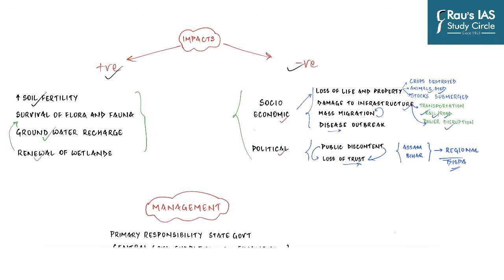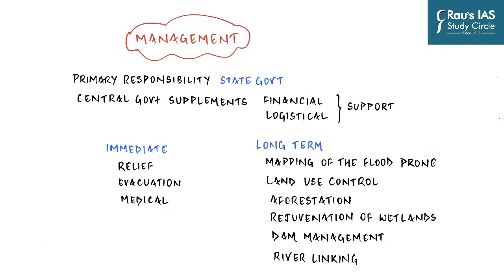And so after having discussed the impacts, let us now discuss flood management. First and foremost, you should know that the primary responsibility of handling a flood lies on the state government. And so that is why you see such a varied response when it comes to floods. Whereas the main responsibility of the central government is all about financially and logistically supplementing or supporting the state government in their efforts to counter the floods.